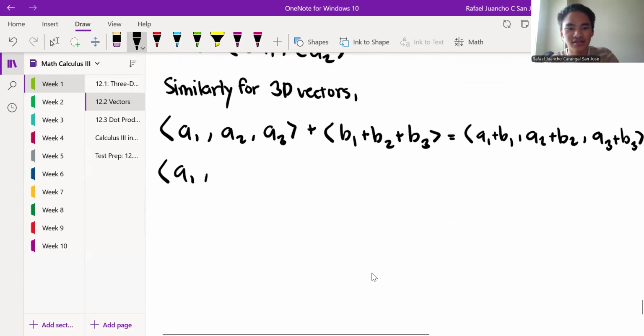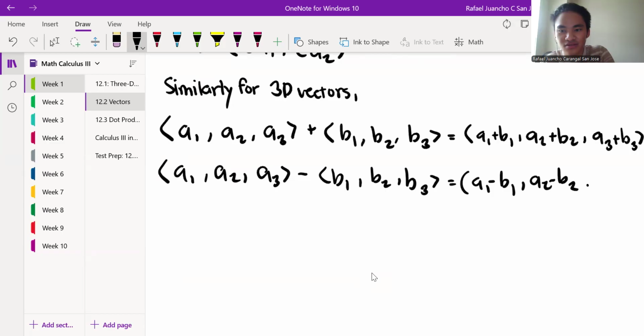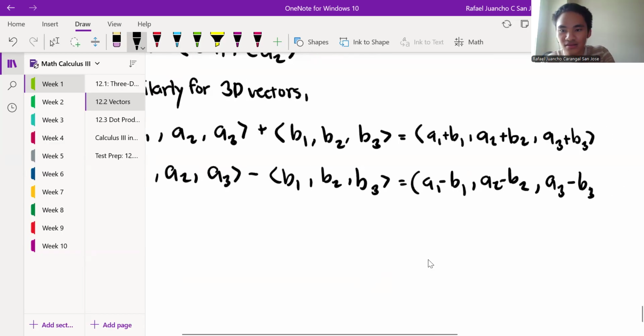A3 plus B3. And then when we're subtracting it, then we're also subtracting everything. It's funny, I put a plus here. B1, B2, B3. So we have A1 minus B1, A2 minus B2, A3 minus B3. Right?